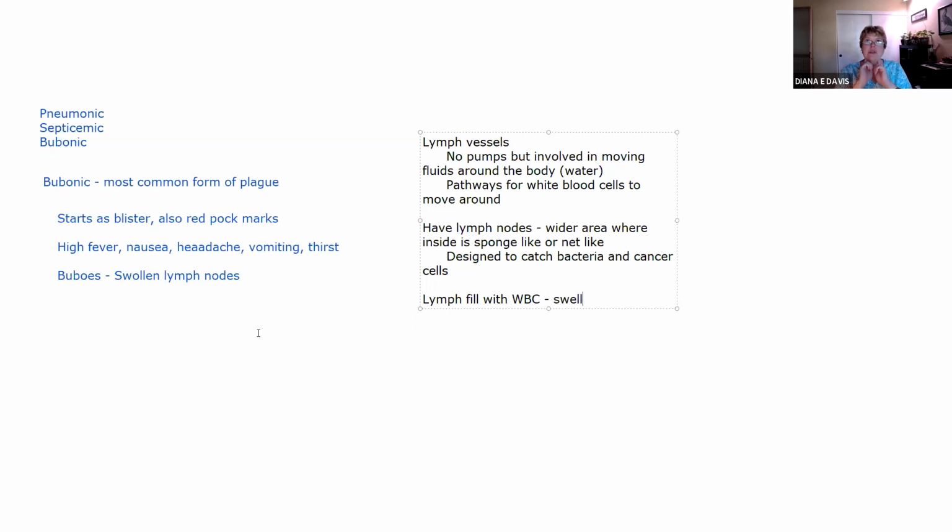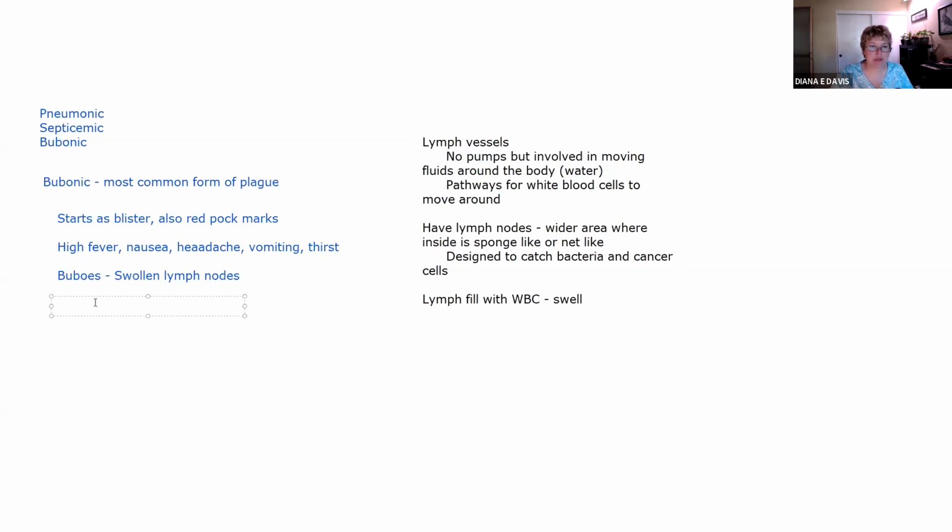We have lymph nodes kind of under the jawline, the back of the neck. If you get throat infections like strep, you might feel these are swollen. They're in the armpits. They're in the groin area, the top of the thighs. There are other places as well, but those are the ones that we're most likely to feel or see.